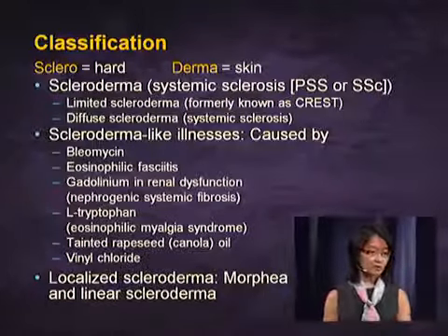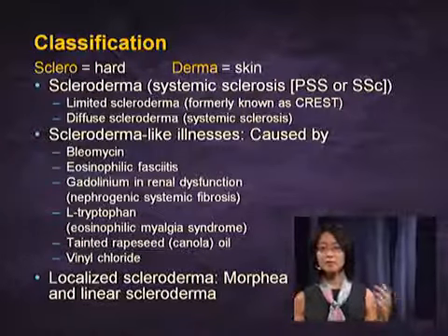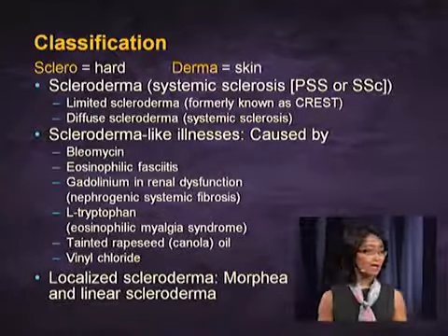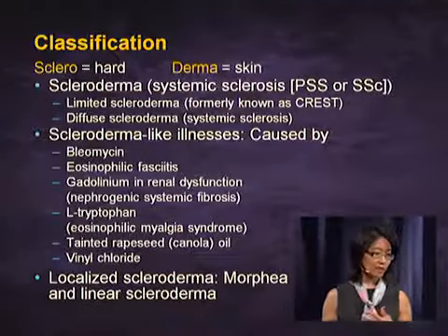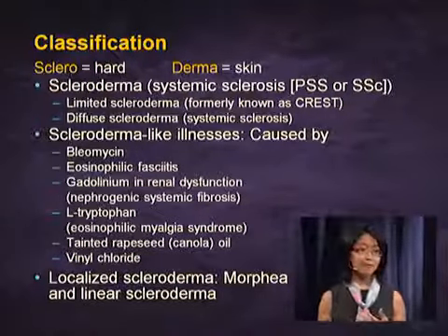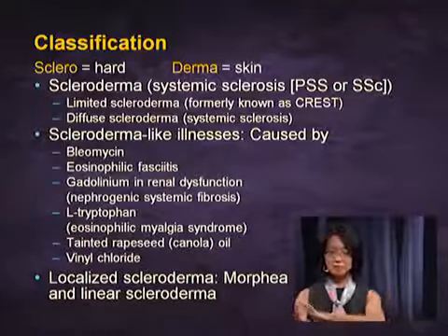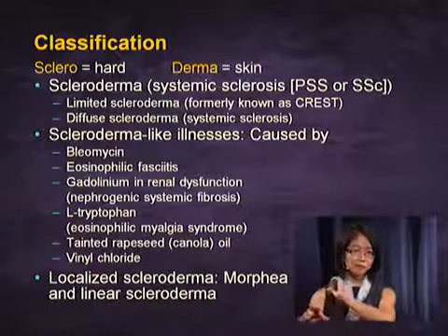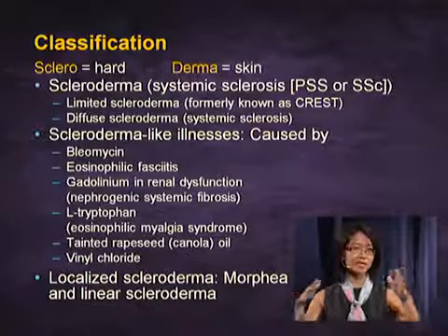Now, there are also scleroderma-like illnesses. These are the differential when you see somebody coming in with thick skin. Patients who've been exposed to bleomycin, patients who might have had eosinophilic fasciitis. Eosinophilic fasciitis is a localized condition where there's intense inflammation in just one area of the skin. Then it scars over.